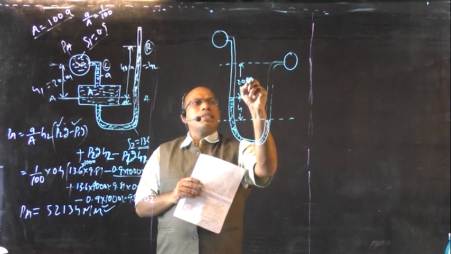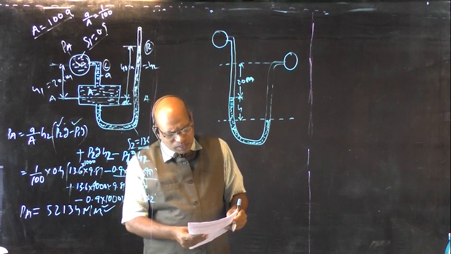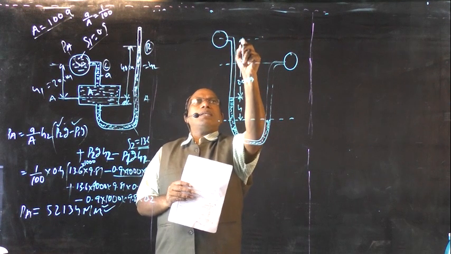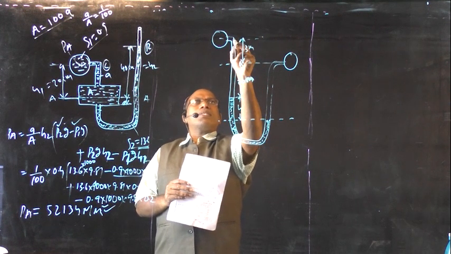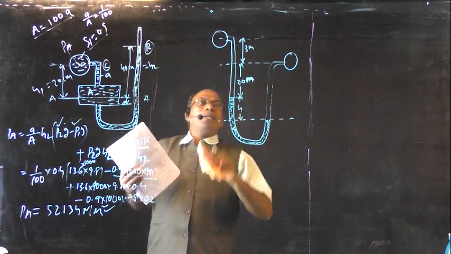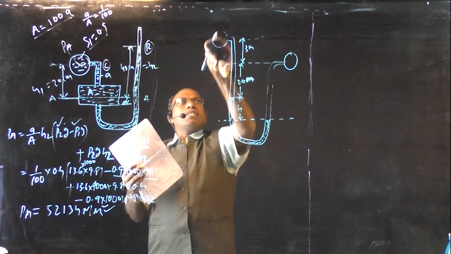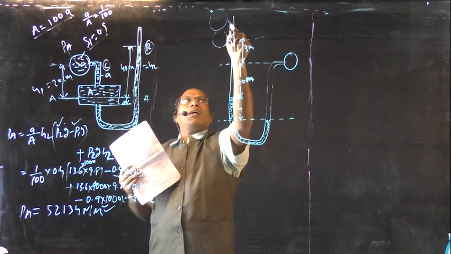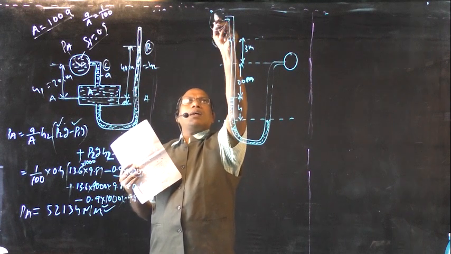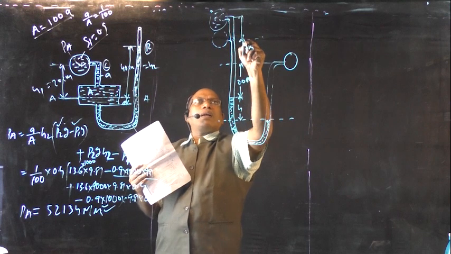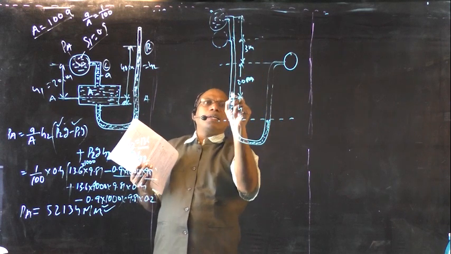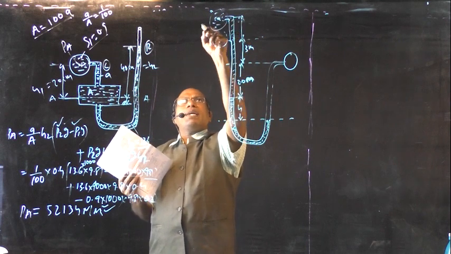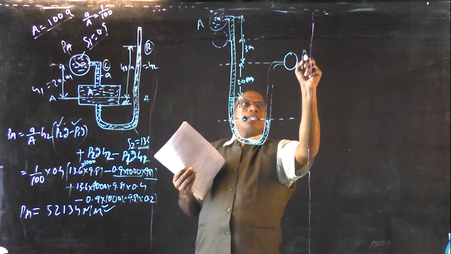2 meters, not 20 centimeters. 2 meters. This is 3 meters. Like this would be extended up to certain level at the top, because this is 3 meters here. This is 3 meters. This is the liquid flowing in pipe A. This is pipe A. This is pipe B.